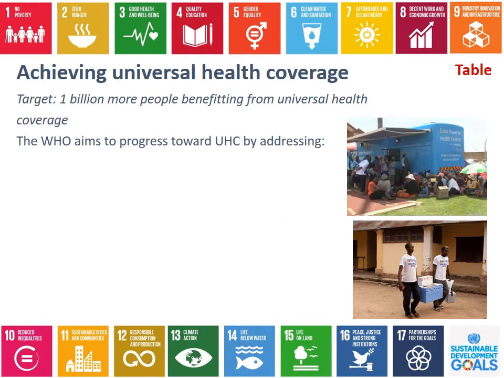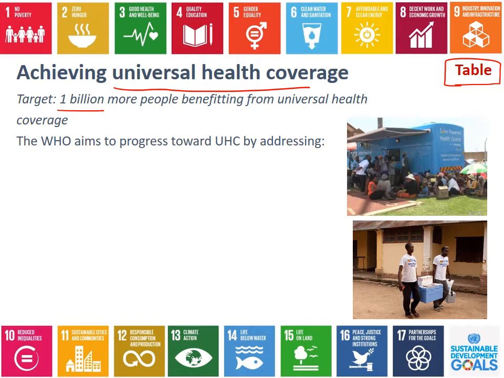As we go through these next 3 slides, I want you to pause at the end of each one and complete the information in the table in the document. So the first priority is achieving universal health coverage, and their specific target for that is 1 billion more people benefiting from universal health coverage.